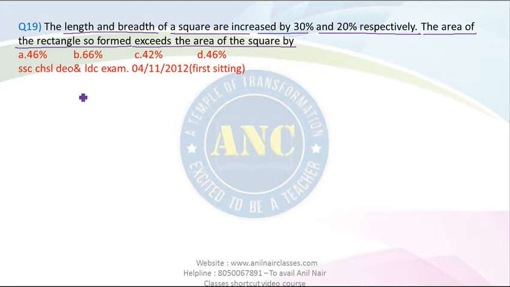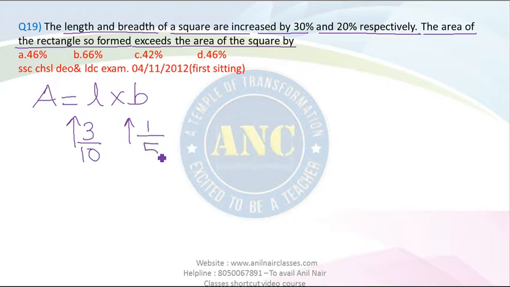Same thing in terms of percentage. They are asking how much it is increased by in terms of percentage. That's all, sir. Nothing else. Area of square is length into breadth. Length into length actually, but let me take it as length into breadth. So length is increased by 30%, 3 by 10. Breadth is increased by 20%, 1 by 5. That means initial area is nothing but 10 into 5, 50.